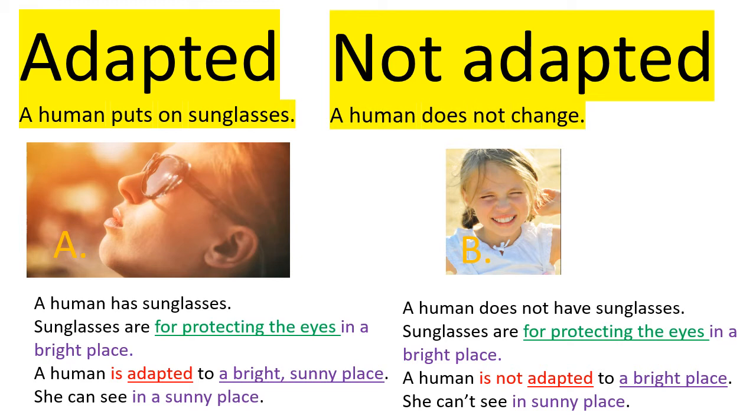In picture B, this is an example of not adapted. A human does not change. A human does not put on sunglasses. So, this person in picture B cannot protect their eyes in a bright place. This person is not adapted to a bright, sunny place. Therefore, she cannot see when it is bright.